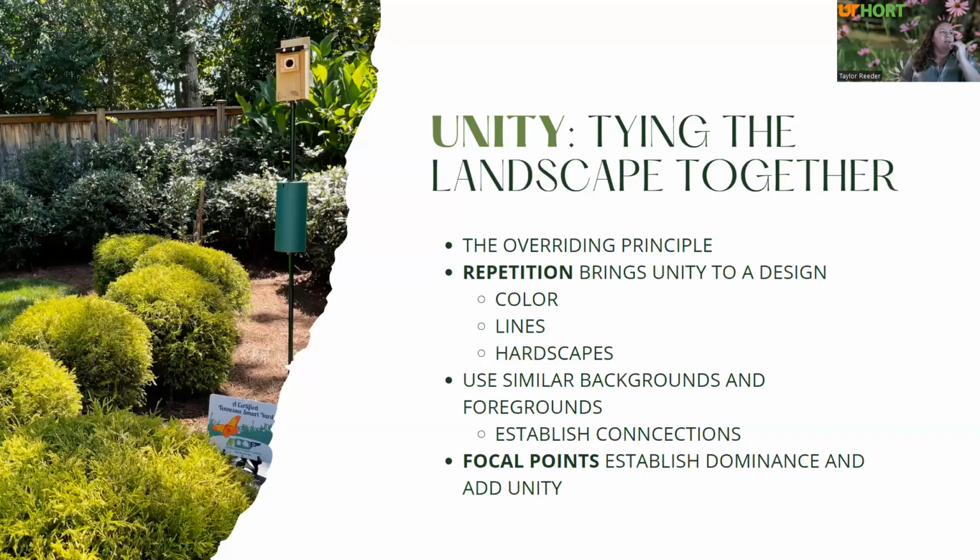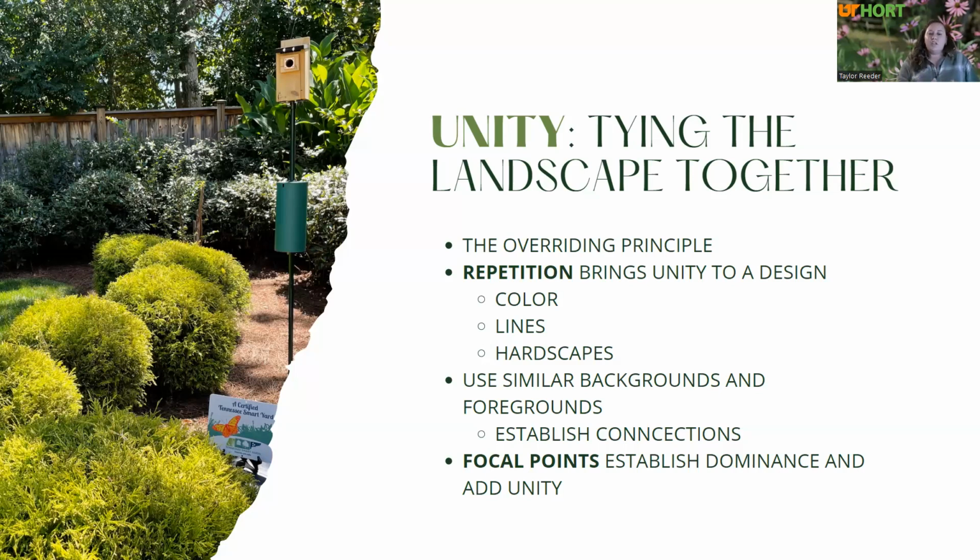So unity, this is what we think of when we think of tying the landscape together. That's what unity is. We're trying to tie one big landscape into a whole, okay? Lots of different parts. We may have different rooms, like I talked about, a backyard, a front yard, a side yard, a shed, a rain garden, whatever else. We may have all these different little parts of our landscape, and unity helps bring it all together. It is our overriding principle. When all else fails, go back to unity.